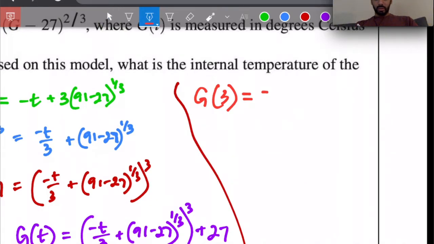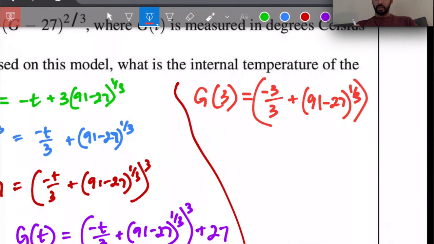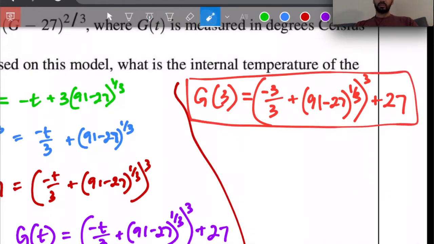We're going to put negative 3 over 3 because I'm plugging in a 3 for t. So negative 3 over 3 plus 91 minus 27 to the 1/3 to the power of 3 plus 27. I can leave it like this because this answer is a numerical expression. I don't have anything else and no variables, nothing else in there. It's all numerical values. So I can leave my answer just like that, and that's perfectly acceptable.